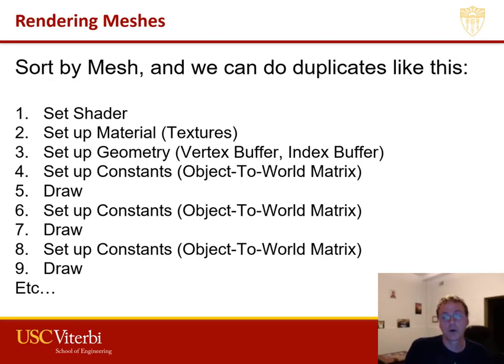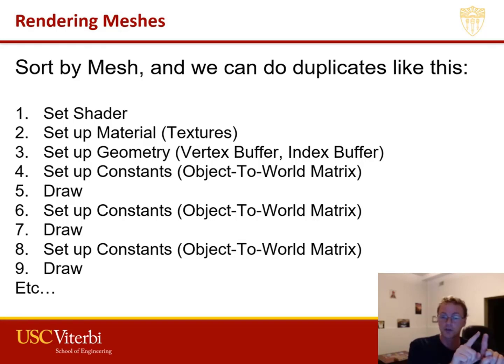Now, if we were really clever, we could realize that all the trees are using the same shader, they're all using the same texture, they're even all using that same vertex buffer and that same index buffer. We don't need to set those over and over. So if we thought about it, we could sort all of our objects by mesh and say, let's render objects that use the same mesh first, and then that would allow us to skip some of the redundant parts. We'll set the shader, we'll set the texture, we'll set the vertex buffer and the index buffer, but then those are not going to change for all the rest of the trees.